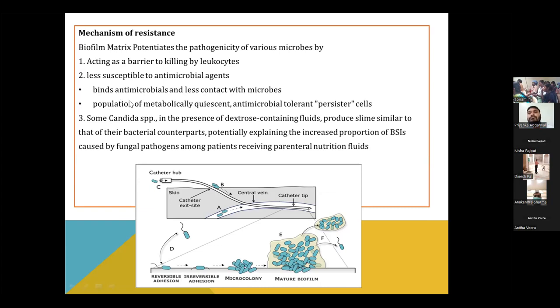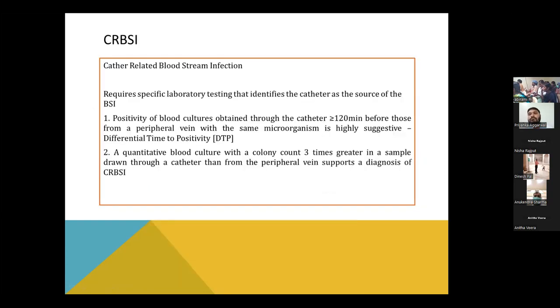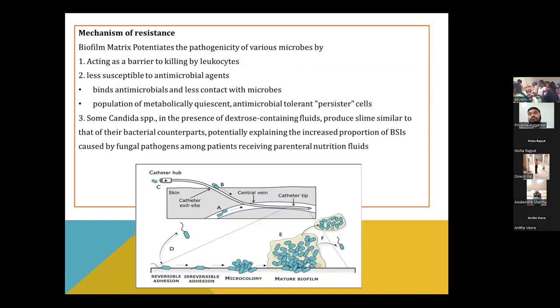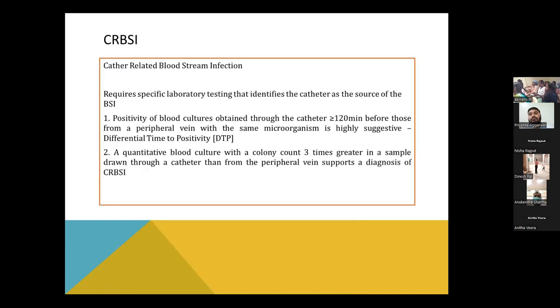And even Candida species also form a slime-like layer and get protected against the antifungal agents. So this is how the catheter gets infected and the microorganisms get well settled within the catheter, and that is called colonization of the catheter. They are more resistant to innate immunity and the antimicrobial agents. So what is CRBSI? It is a catheter-related bloodstream infection.